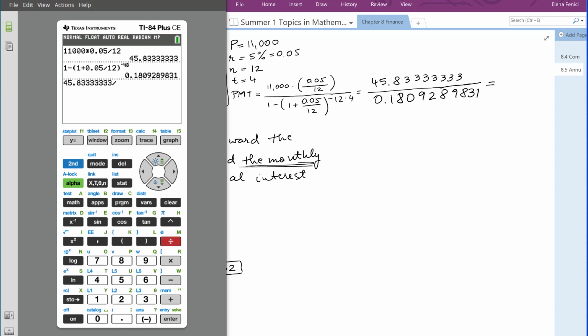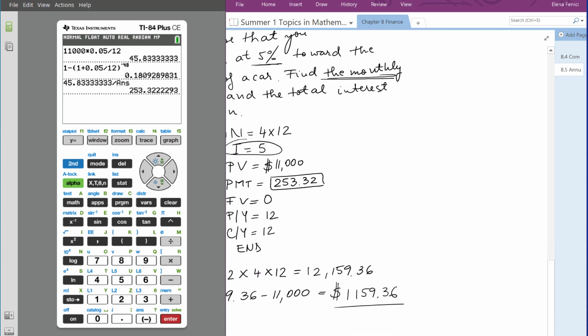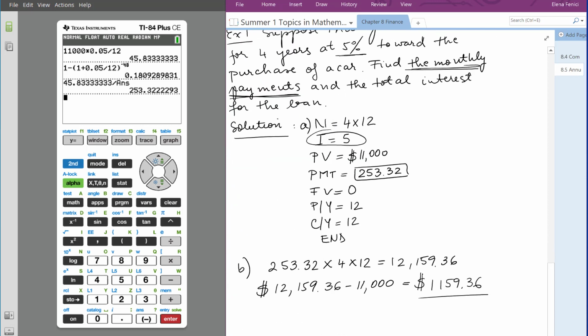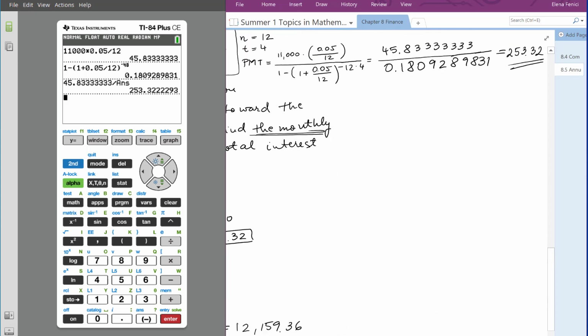Divided by, and I want to copy 0.180. You can copy all that, or you can just press second minus, because that's the answer, the previous answer, and press enter, and we get 253.32, exactly what we got when we used the calculator. I hope this helps.